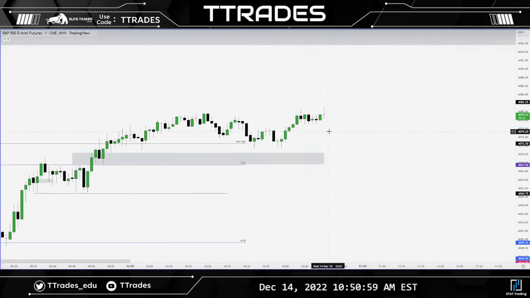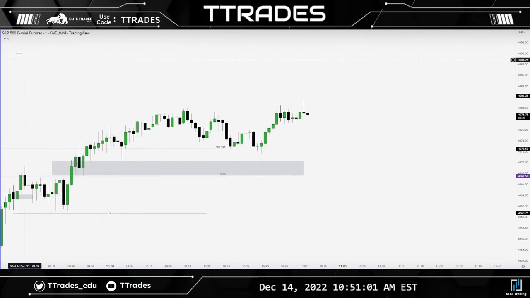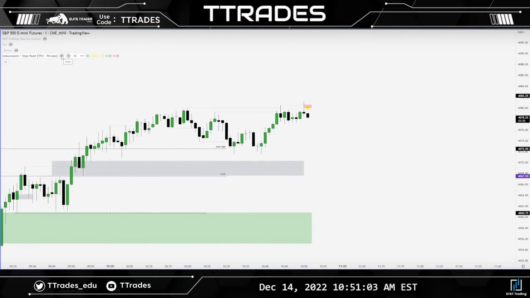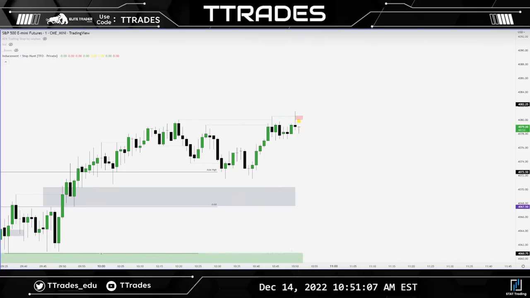But this is essentially, I don't know if it picked it up. Let's see. Yeah, so this is this inducement right here that it got picked up. So then it looks for an OTE. And once this candle closes down, there's the OTE to then short it.